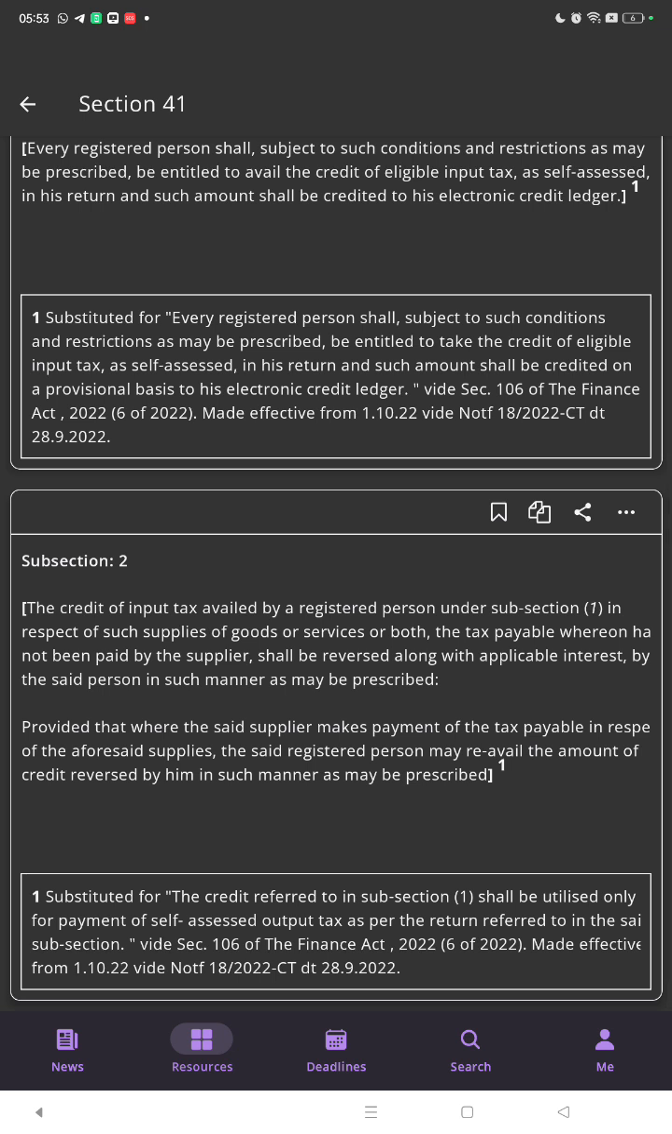The credit of input tax availed by the registered person under subsection 1 in respect of such supplies of goods or services or both, the tax payable thereon has not been paid by the supplier, shall be reversed along with the applicable interest by the said person in such manner as may be prescribed. Provided that where the said supplier makes the payment of the tax payable in respect of the aforesaid supplies, the said registered person may re-avail the amount of the credit reversed by him in such manner as may be prescribed.